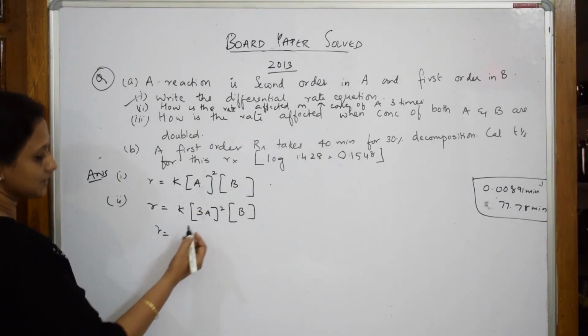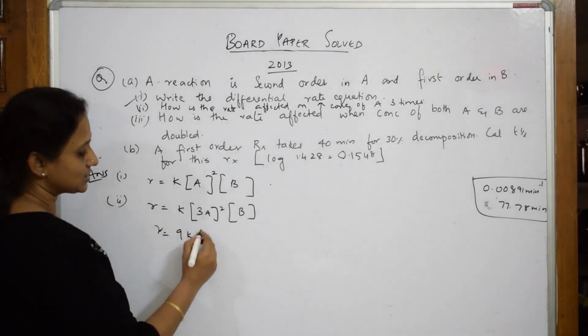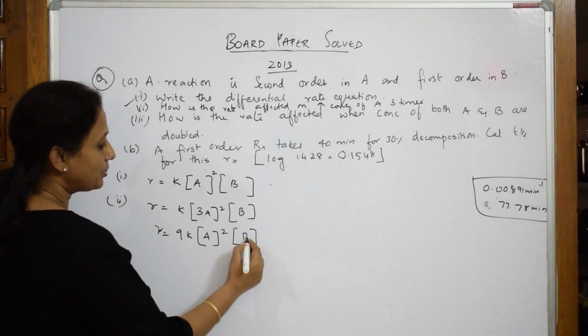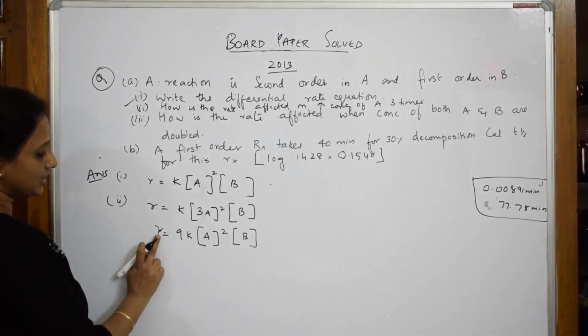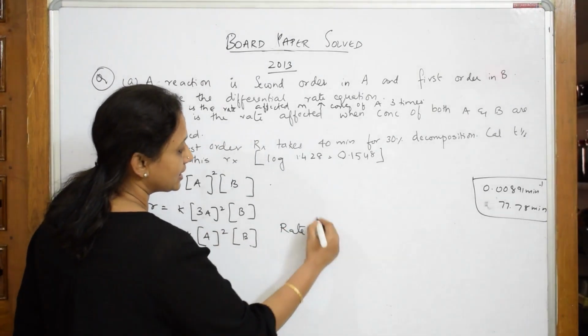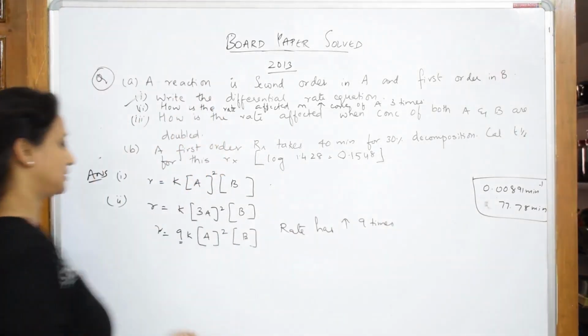You write this as basically 9K, isn't it? That's it. So this becomes A square and B. How many times did it increase now? Observe carefully. Rate has increased how many times? 9 times. So you will write rate has increased 9 times. Done.